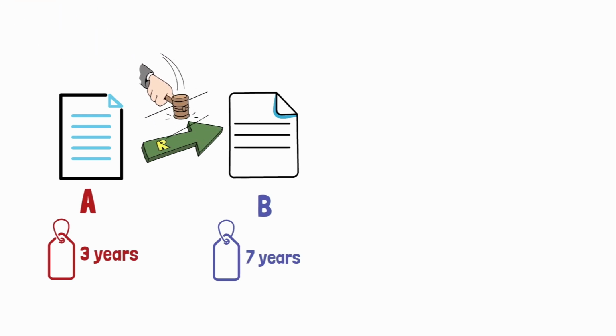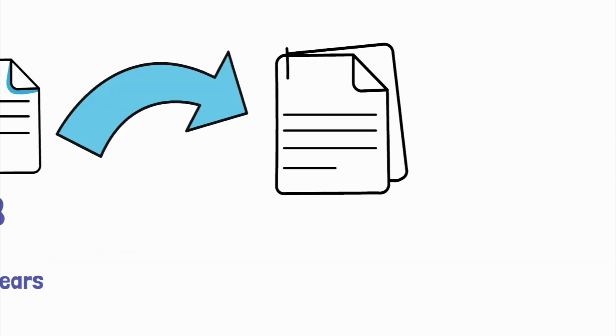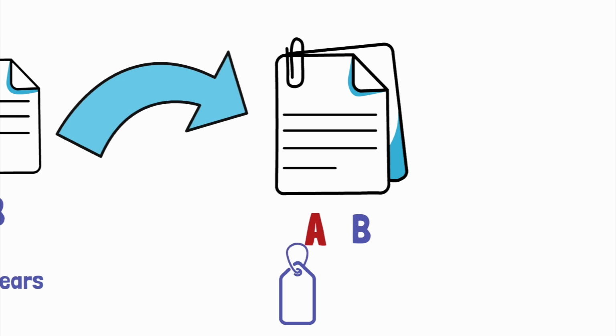We need to make sure that during litigation, document A is not deleted. So what we are going to do is group these documents and apply a retention period of 7 years to document A. This will assure that document A is not deleted.